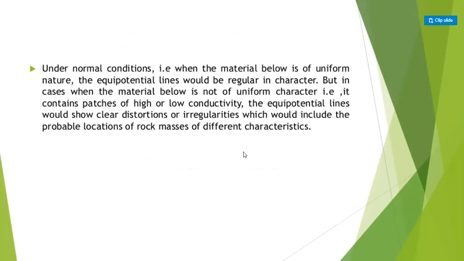Under normal conditions, that is, when the material below is of uniform nature, the equipotential lines would be regular in character. But in cases when the material below is not of uniform character, that is, it contains patches of high or low conductivity, the equipotential lines would show clear distortions or irregularities which would indicate the probable locations of rock masses of different characteristics.